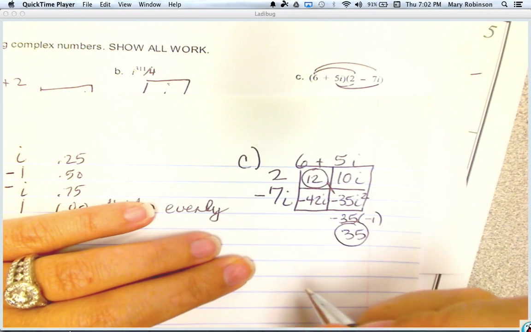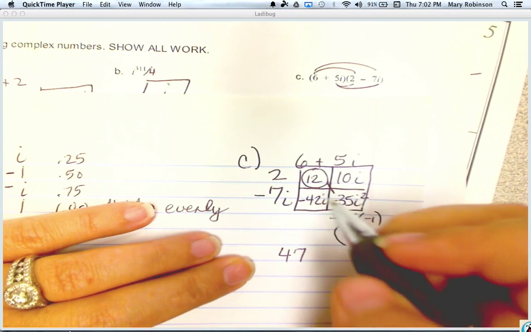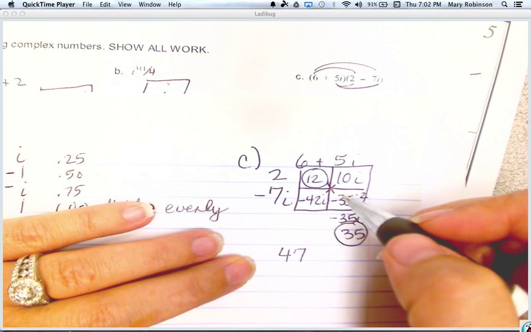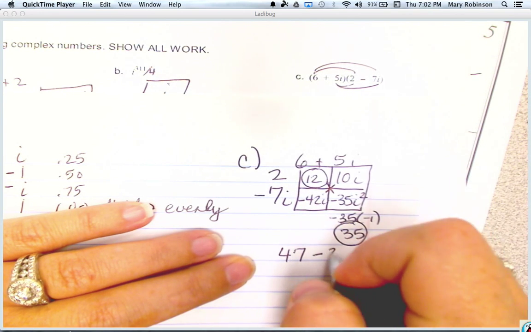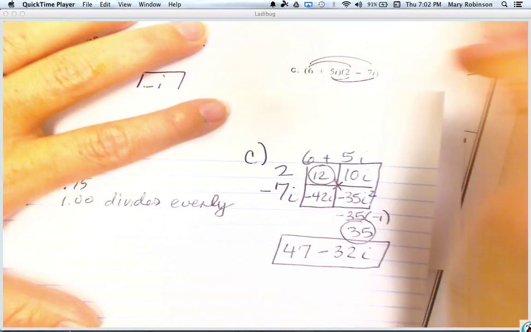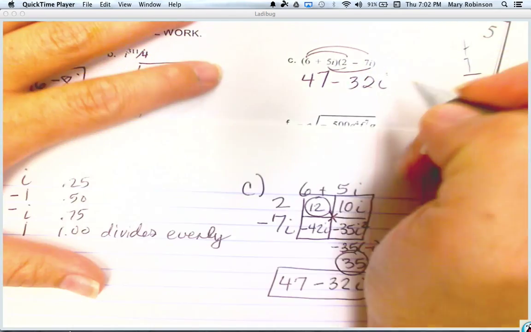Remember to do your real numbers first, so that's going to give us 47. And then we combine these i terms. Negative 42 plus 10 is negative 32i. And that would be our answer. So 47 minus 32i.